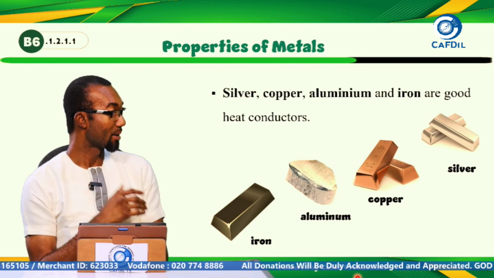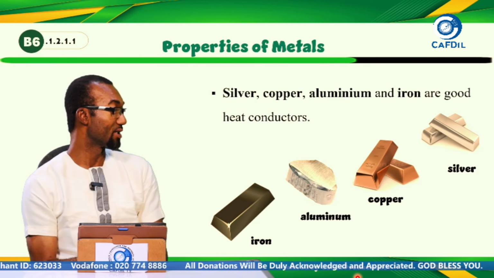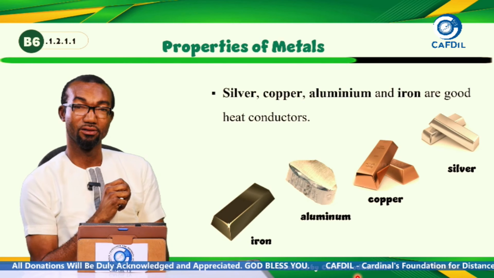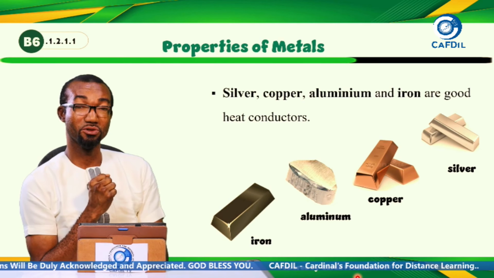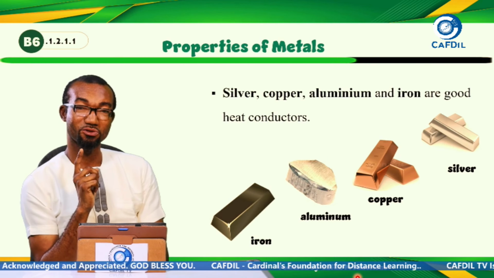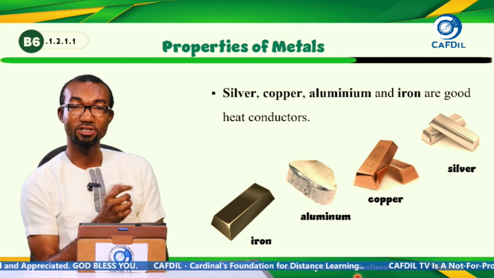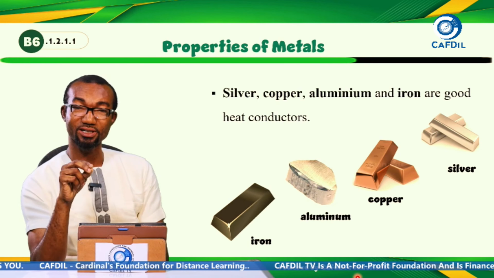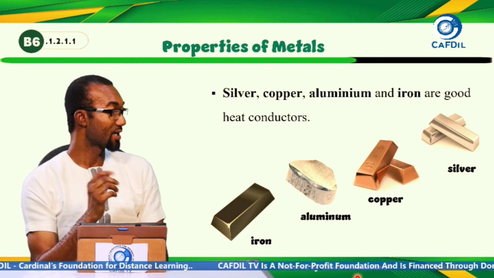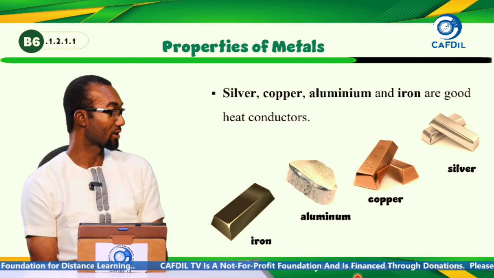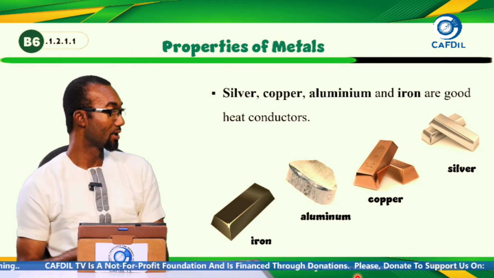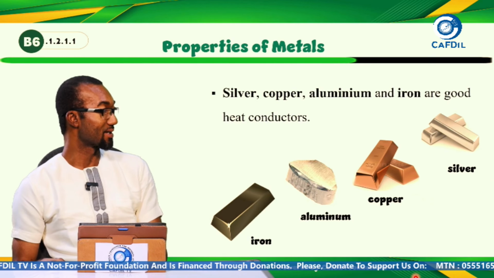So let's look at metals that are good conductors of heat. We have iron, we have aluminium, we have copper, we have silver. You see the pressing iron you use at home. Heat can pass through without melting or burning. So we can use it to iron our clothes because they are good conductors of heat. So these are examples of metals that are good conductors. Heat will pass through without burning it or melting it. Iron, aluminium, copper, and silver.